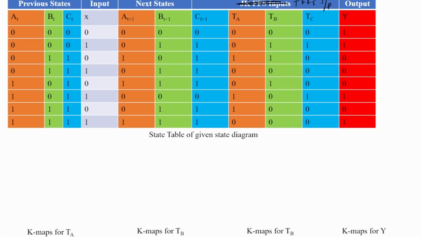Then we find a K map for TA. What is the K map for TA? We design a 4 variable K map for all of TA, TB, TC and Y. It is simply represented like here. The inputs are AT, BT, CT and X. This is a 4 variable K map.